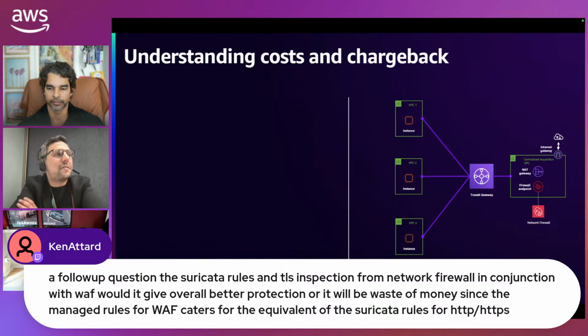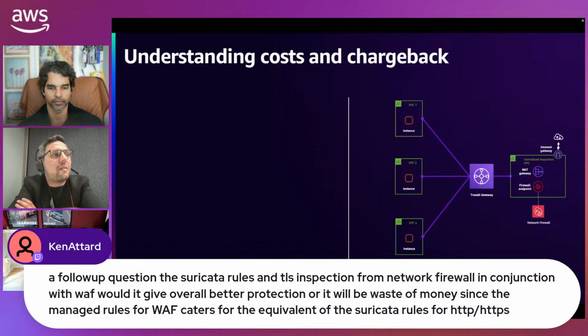Yeah, I think that's a very good question, and it's a question that comes up a lot. So first of all, when you apply a WAF to your ALB, for instance, the WAF sees unencrypted traffic, right? So your ALB will terminate your TLS and send the traffic to WAF. WAF will inspect it and then send it to the ALB, which will encrypt it again. So you get that protection again.